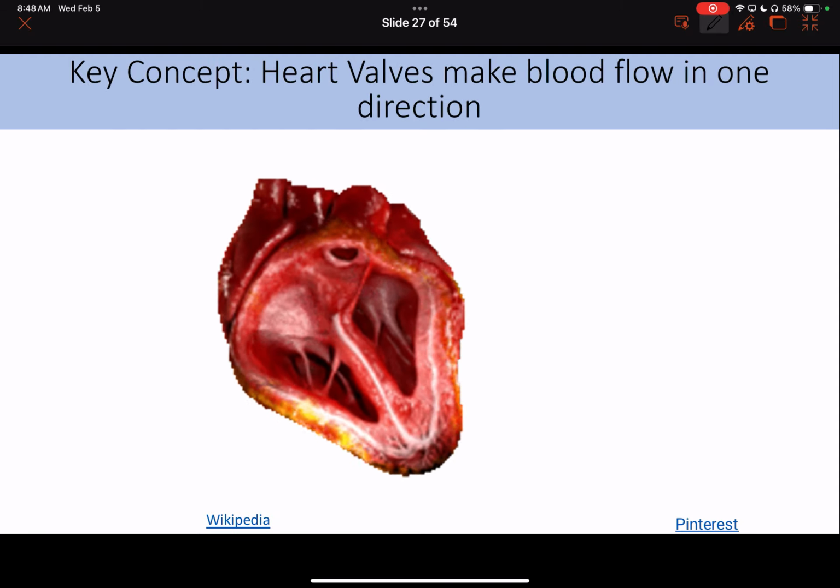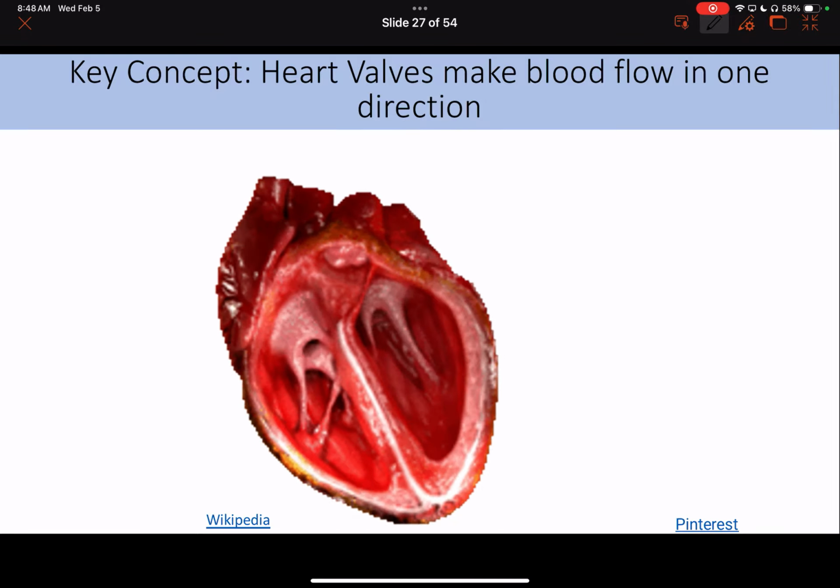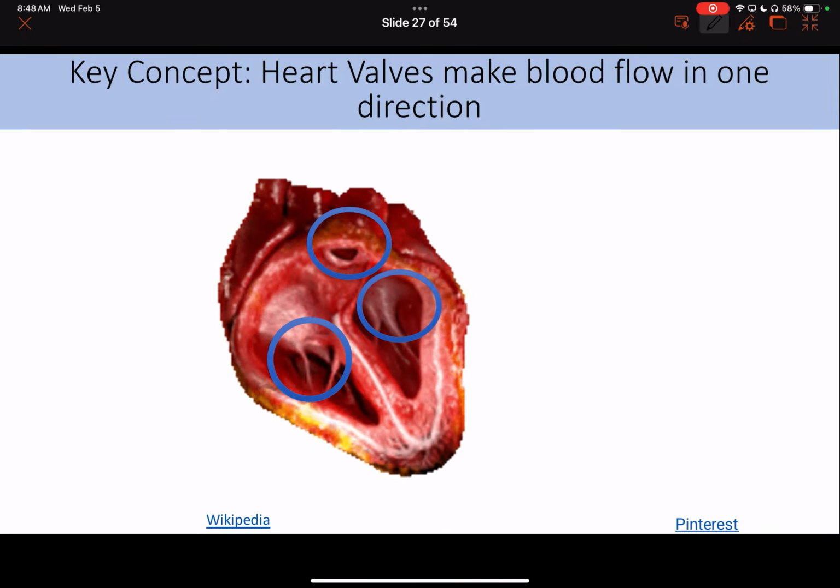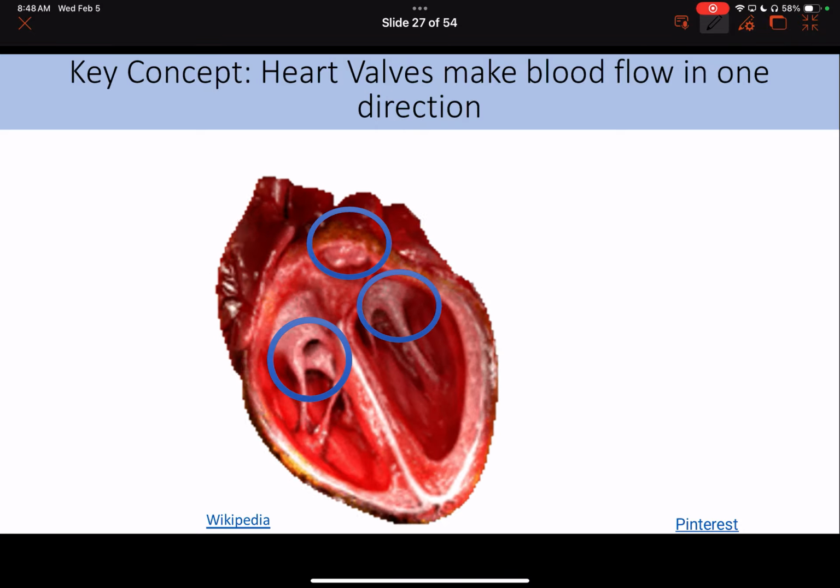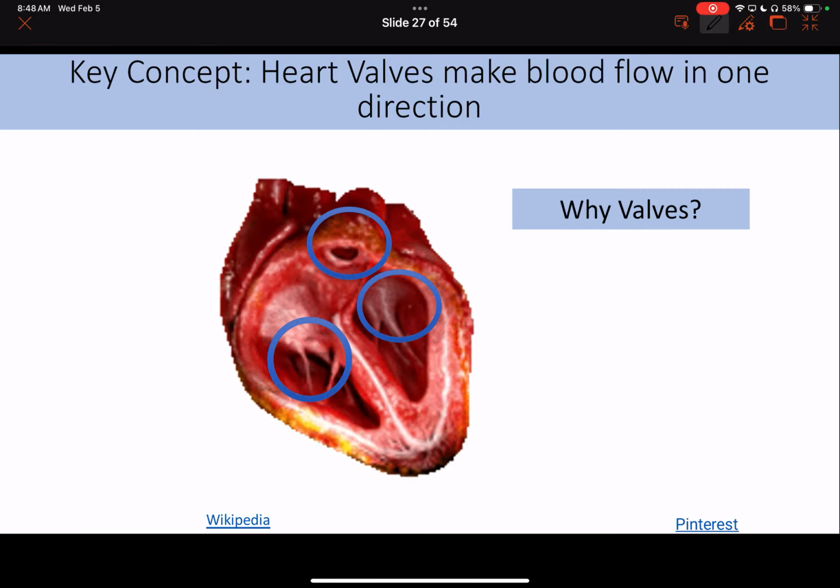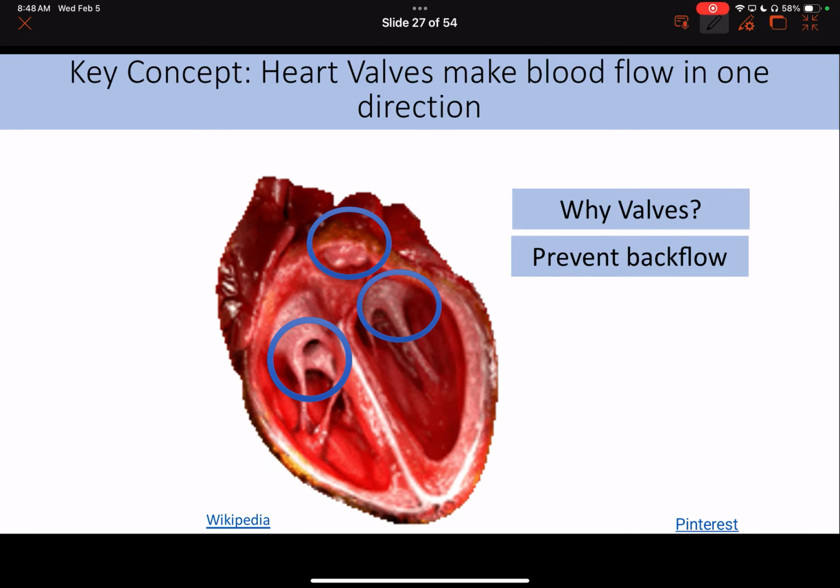So next we're going to talk about valves. Isn't that cool looking? Oh, just in time of relativity. So why do we have valves? What do they prevent? Backflow. They prevent backflow.